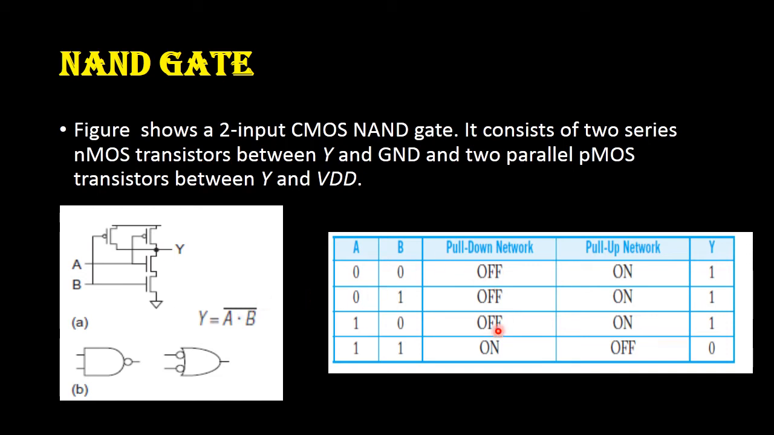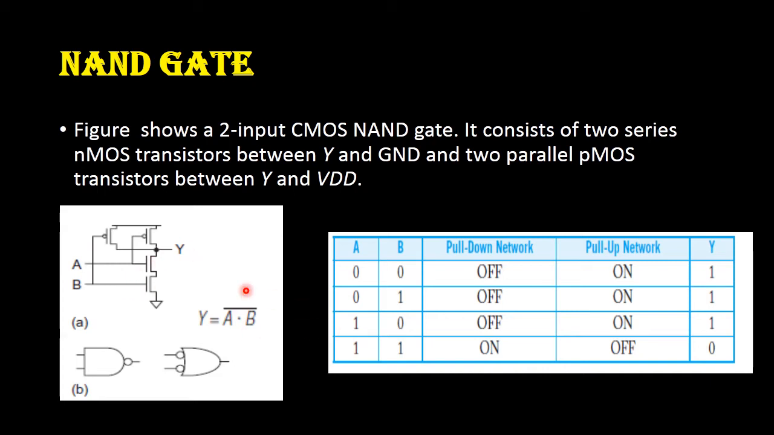This is the truth table. If A value and B value are equal to 0, then the pull down network is off and the pull up network is on, because we know if we give 0 as the input, the PMOS transistor will be switched on and the NMOS transistor will be switched off. Next, we are giving the input as 0, 1. At that time, the pull down network is off and the pull up network is on, so you will be getting the output value Y equal to 1.